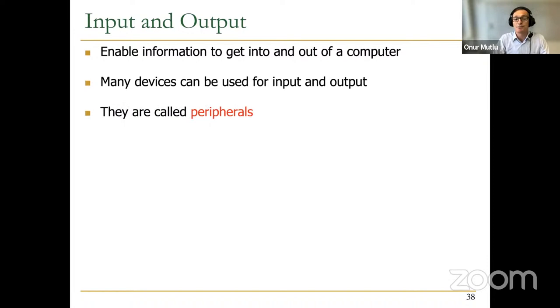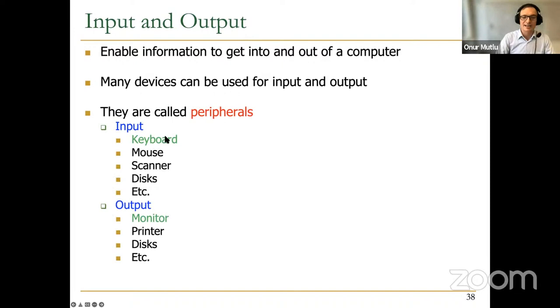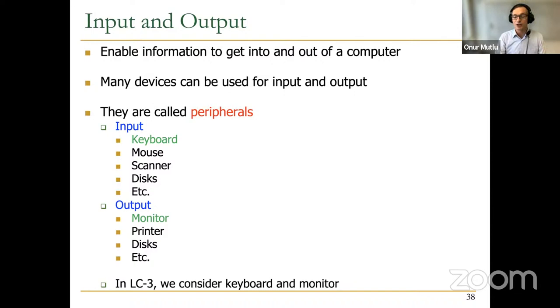You can see some input devices over here. Clearly, today, we have many, many more input devices. It could be, for example, some brain-machine interface. It could be some wearable device that gets connected to a farther away computer. But you can see that there are many examples. In LC3, we consider keyboard and monitor, and I'm going to briefly talk about them in future slides, but not go into a lot of detail.